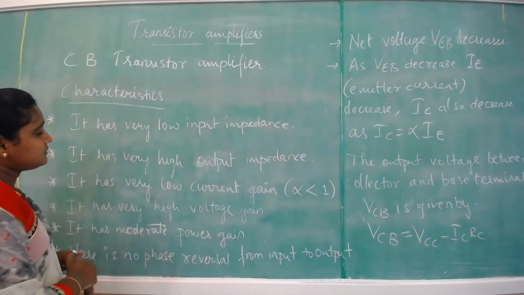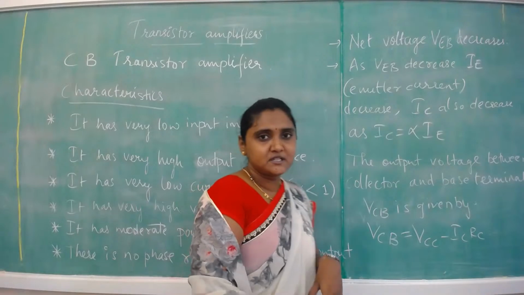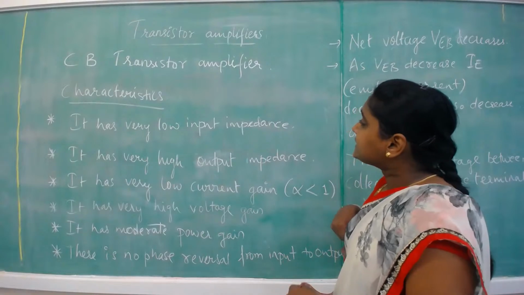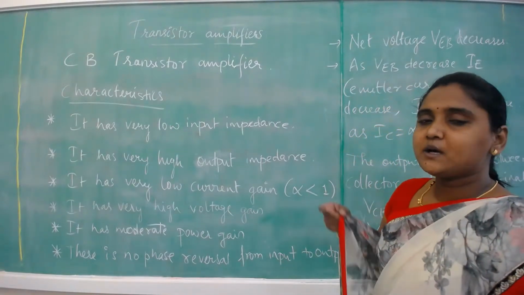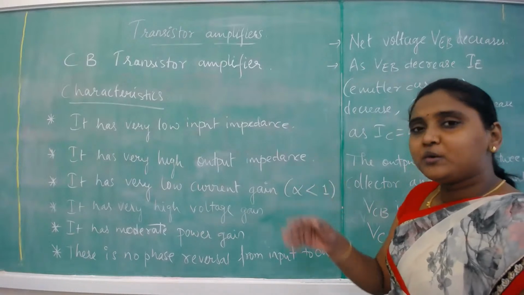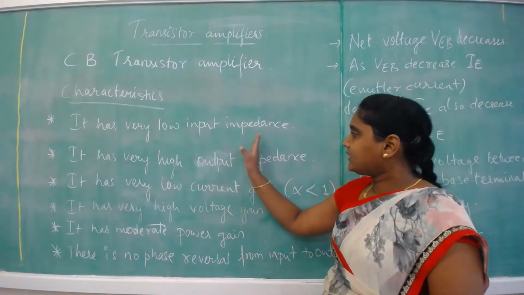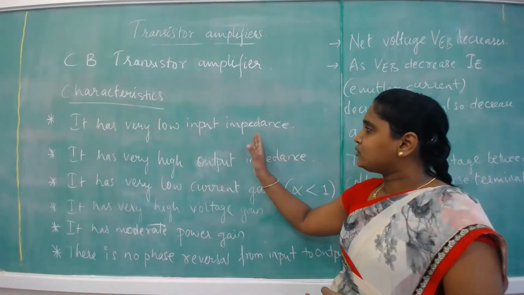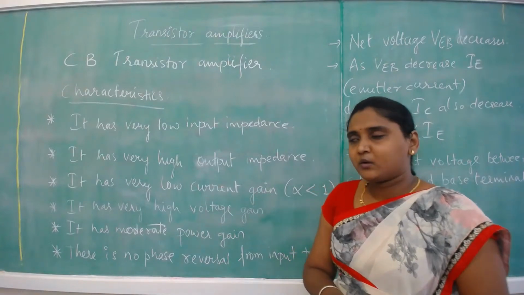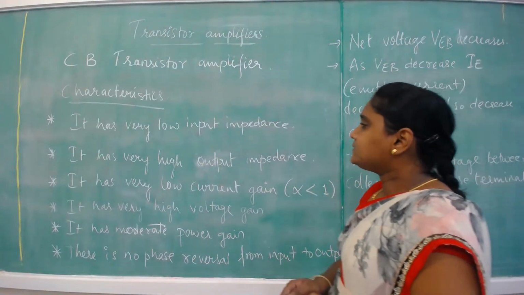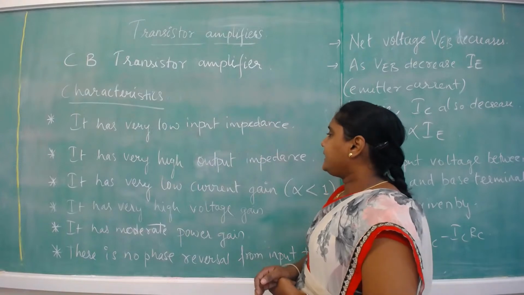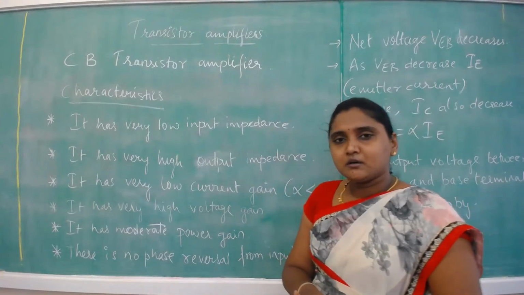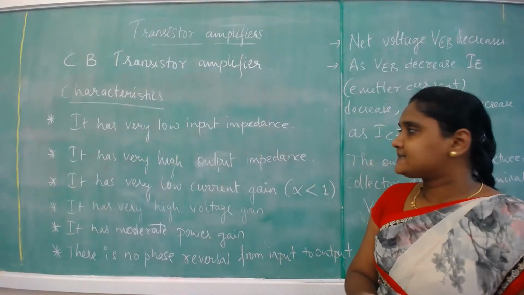So what does this mean? Yesterday in the transistor parameters we have studied almost all these parameters. What is the input impedance? The overall opposition offered by the input portion of the amplifier is called input impedance. So a CB amplifier is going to offer a very low input impedance, and it has a very high output impedance. Output impedance means the total opposition offered by the output portion of the transistor amplifier.